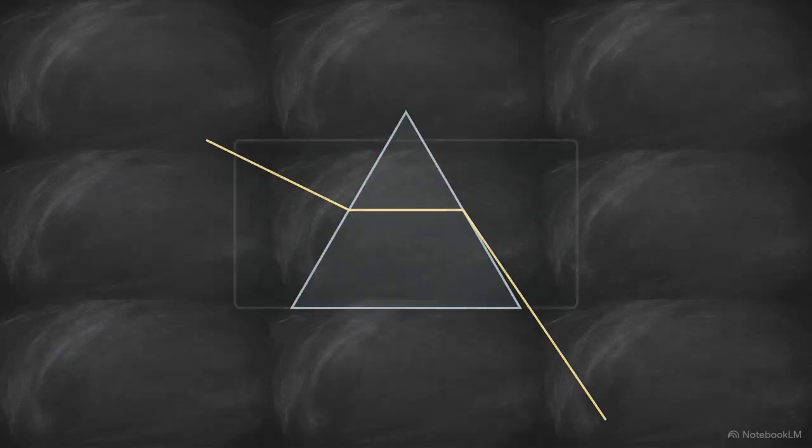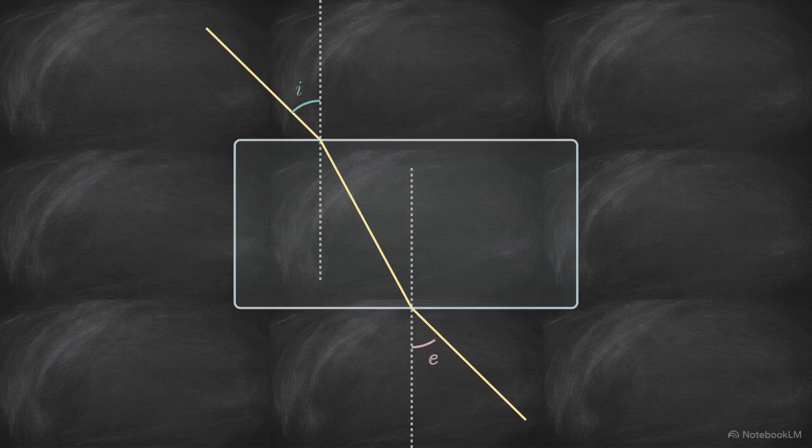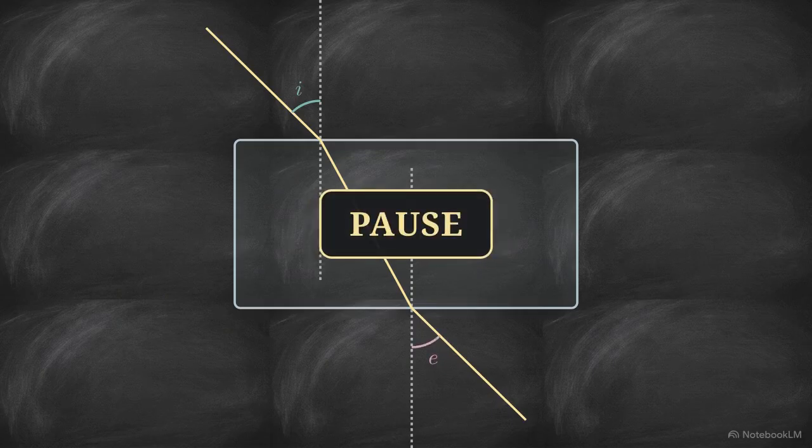Returning to our diagram, we have a geometry question. Why doesn't this thick slab rotate our view like a triangular prism? The answer lies in the relationship between the initial angle of incidence at the top and the final angle of emergence at the bottom. Pause the video here.